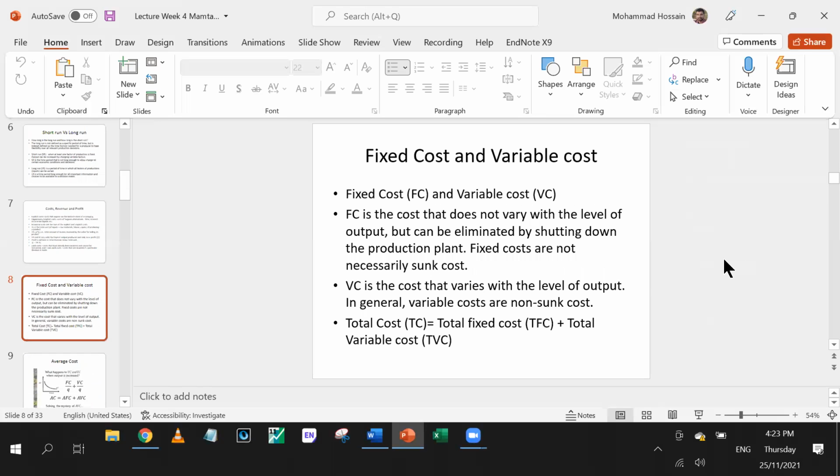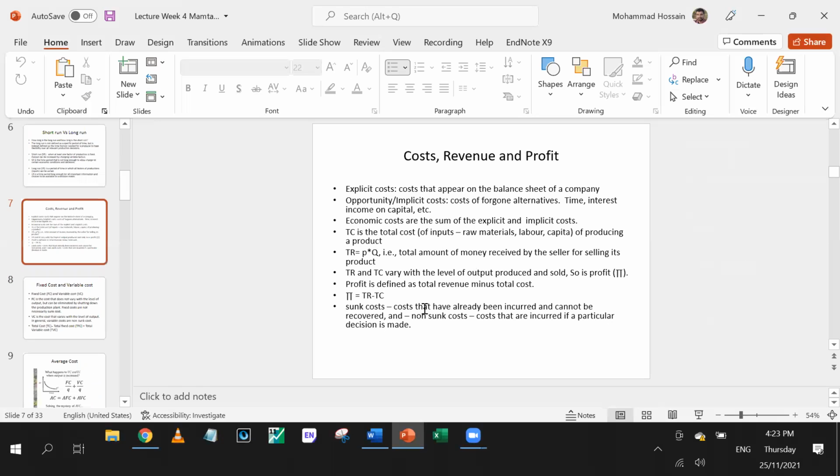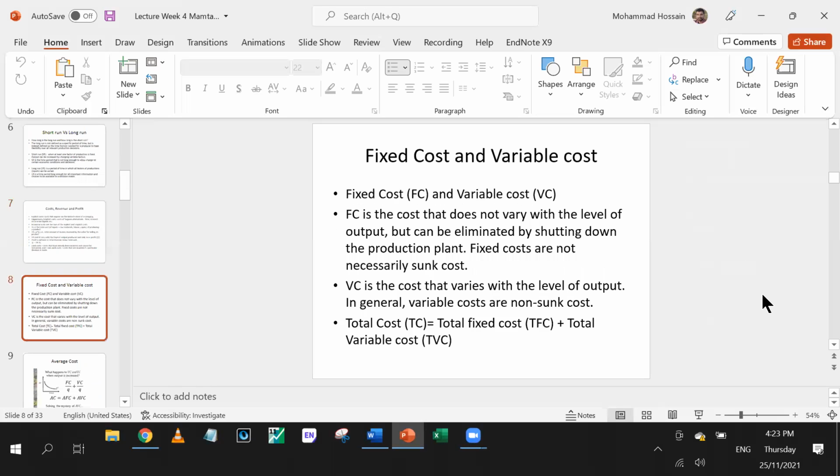Okay. All right, another one is sunk costs. Sunk costs have already been incurred and cannot be recovered, and non-sunk costs are incurred once a particular decision is made. All right, we go inside. This is important for us to understand: the fixed cost, variable cost. What is a fixed cost? What is a variable cost? Fixed costs are costs which are not related to the volume of output. Okay.